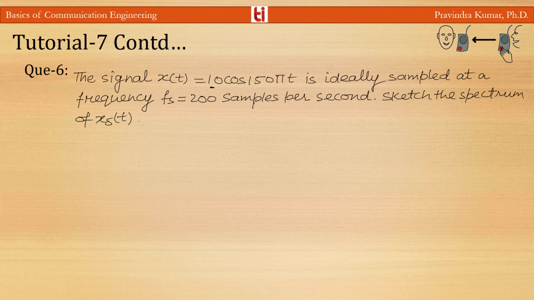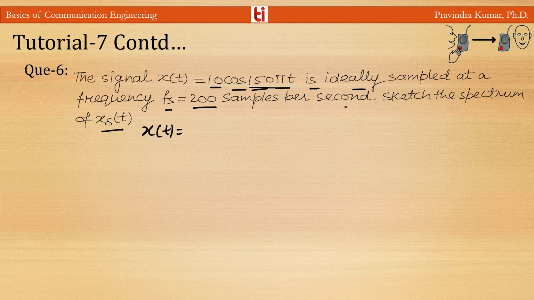Now the next question is, the signal x(t) = 10 cos 150 pi t is ideally sampled at a frequency fs of 200 samples per second. Sketch the spectrum of x delta(t). So x(t) is given as 10 cos 150 pi t.